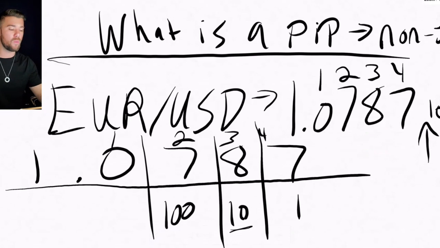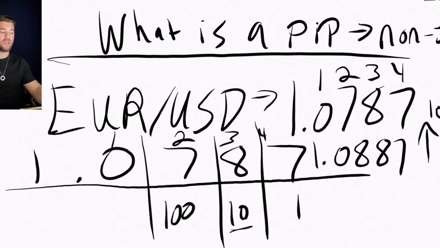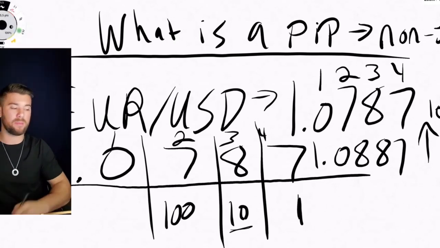So let's do 1.0887. Can you tell me at this point, how many pips did the euro dollar rise? Well, let's look at our column or graph. We have our ones, the 7, it stayed the same. We have our 10s, which was 8, it stayed the same. We have our 100s that was 7 and is now 8. That means that the euro dollar went up not by 10, but by 100 pips.